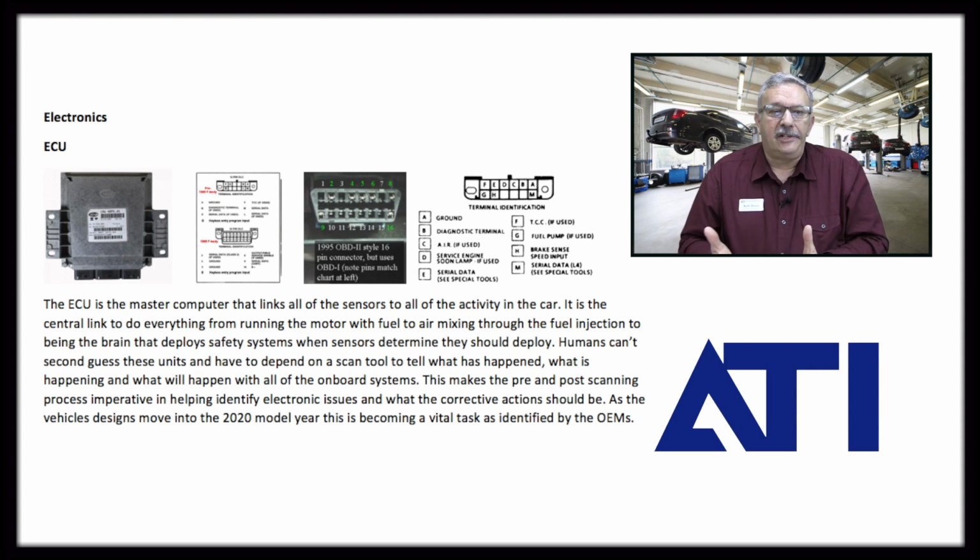So in this, the first part that we look at is the ECU, or the electronic control unit. Essentially, this is the brain of the vehicle. It's the master computer that links all of the sensors, which can be smaller computers as well, to one central brain, so that it can tell if everything is operating right, and if it's not, do I send a code, or do I just pull a history code?